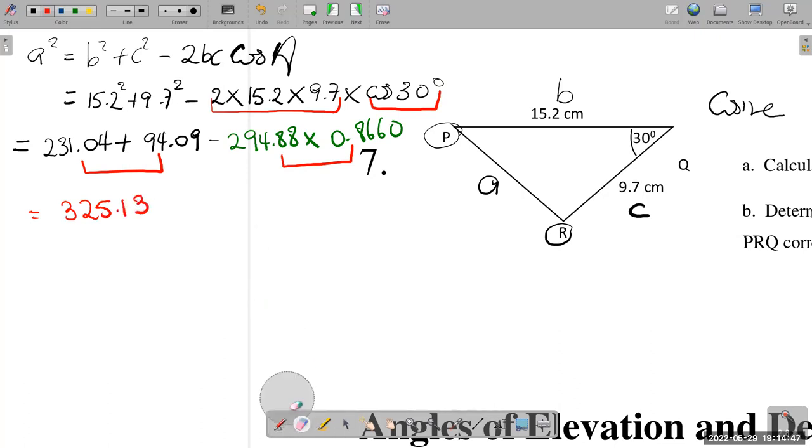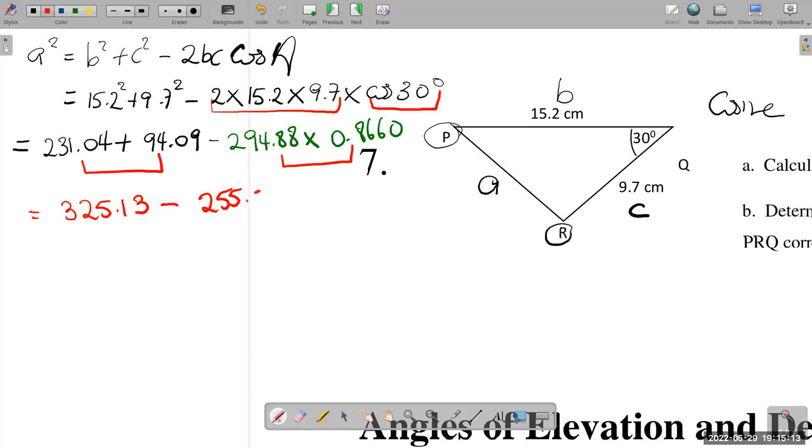Subtract. Good. When I do the multiplication, what do we get when we multiply 294.88 times 0.86? We're supposed to get a number less than 294. Check it out, you see. So you should know that's a mistake. So somebody said 255.366. Okay, good. All right, so let's subtract now.